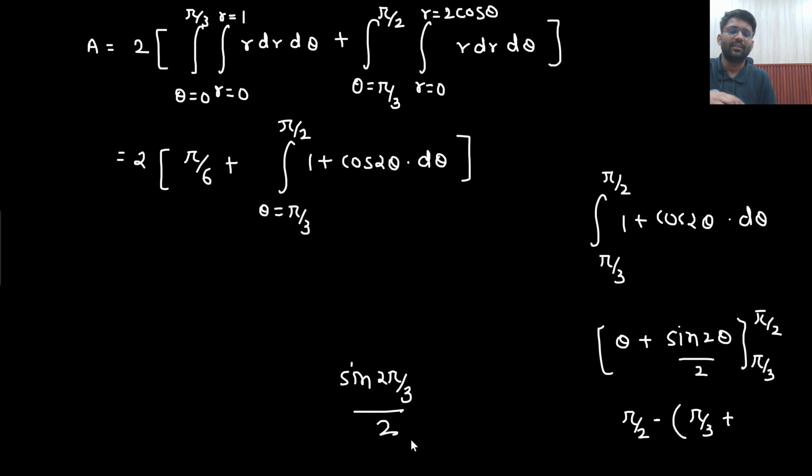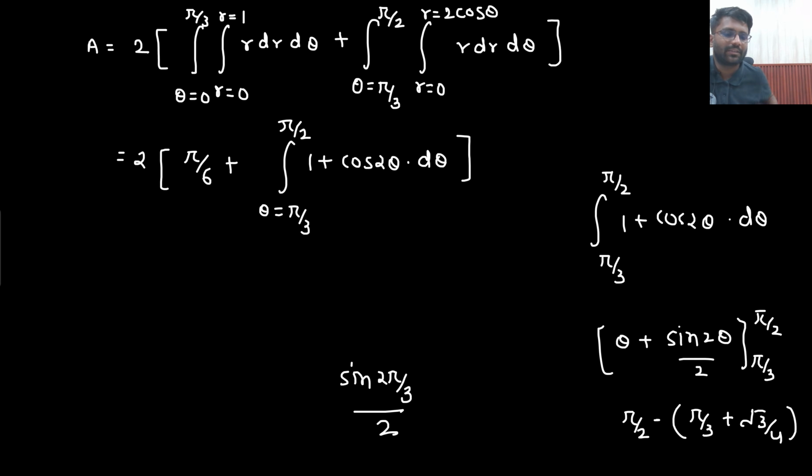So sine 2 pi by 3. What is the value of sine 2 pi by 3? Although I can think of this value, but as of now my brain is not working because it's been roughly around 2 hours since I am directly speaking. So it is under root 3 by 2, right? So it will become under root 3 by 4.